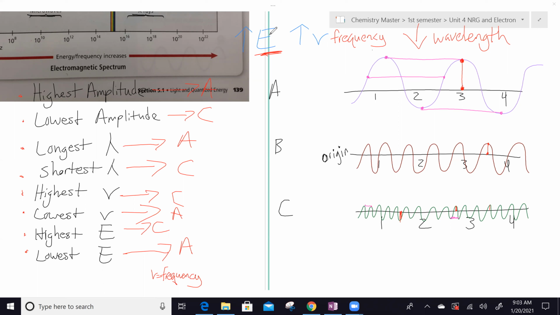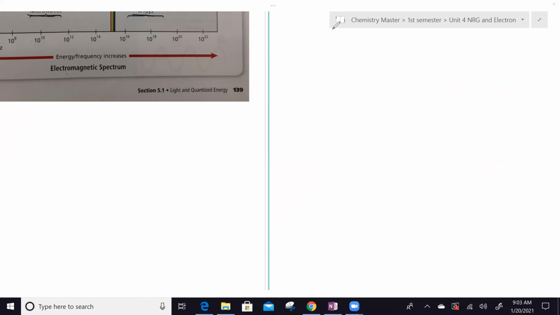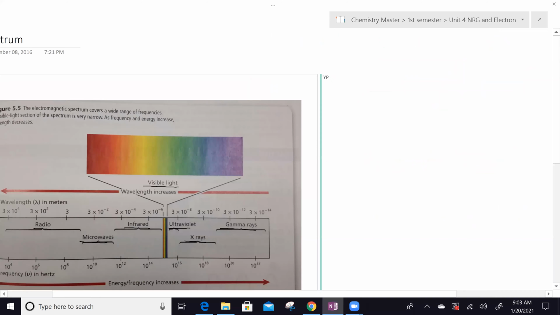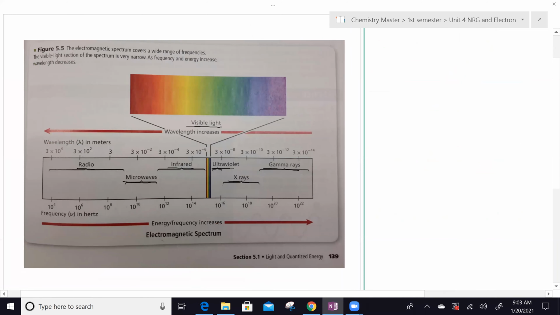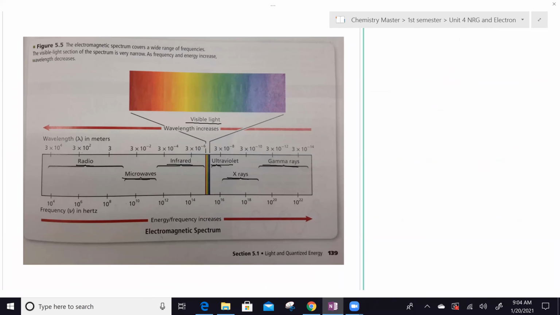Now let's talk about the different types of radiation, specifically something that we call the electromagnetic spectrum. This picture is on your Schoology and it is in your OneNote notebook. Let me, whoops, I didn't mean to stop sharing. Give me 1 second.